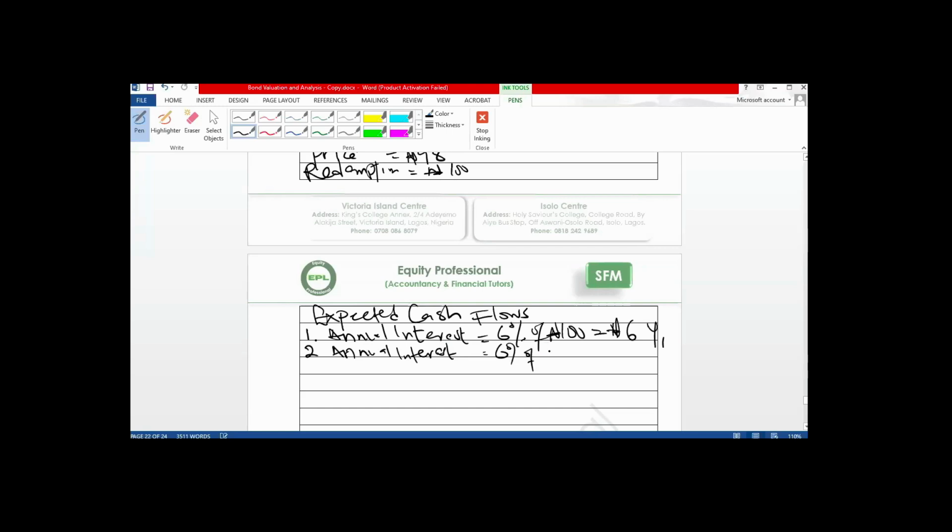6% of 100. That will give you 6 naira in year 2. Annual interest again, 6% of 100. That will give you 6 naira in year 3. Then the redemption value at maturity, 100. Year 3, your cash flow is 106.